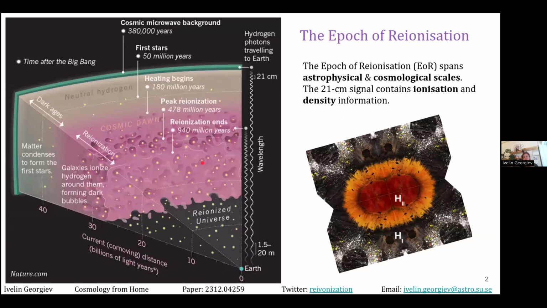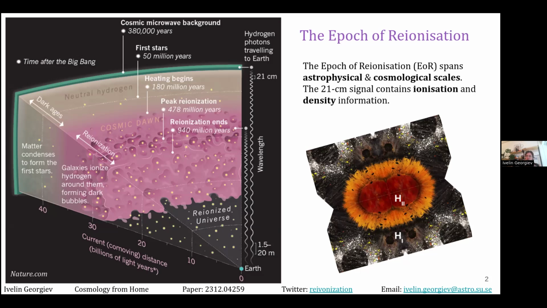So, what is the epoch of reionization? Well, it's a global phase transition which occurs within the first billion years of the existence of the universe, where we go from a universe which is small, neutral, and cold to one which is larger, hot, and ionized.